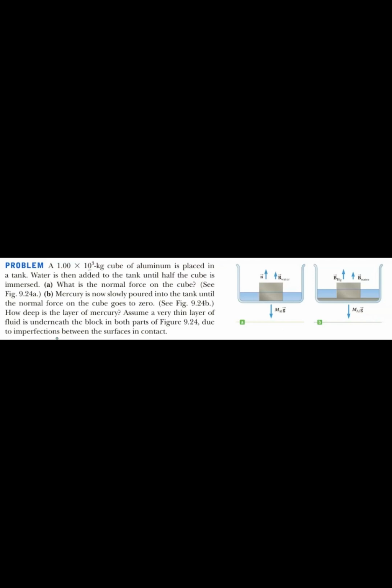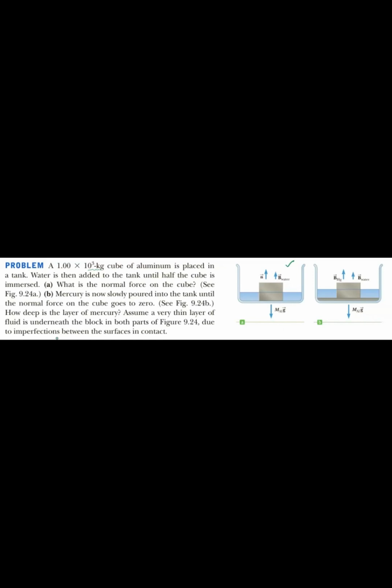See the problem. A 1 × 10^3 kg cube of aluminum is placed in a tank. When water is added to the tank, only half the cube is immersed. What is the normal force on this cube? This is the A part. Here we have to find the normal force on the cube.